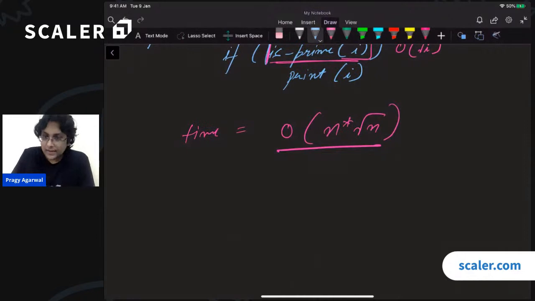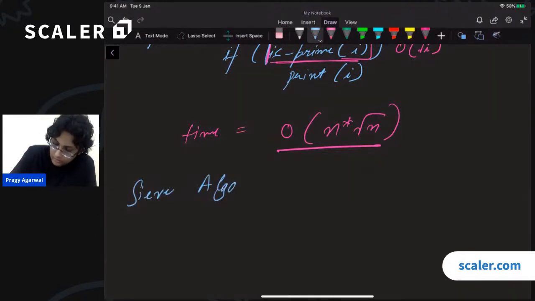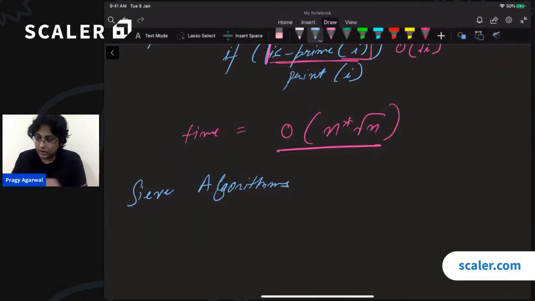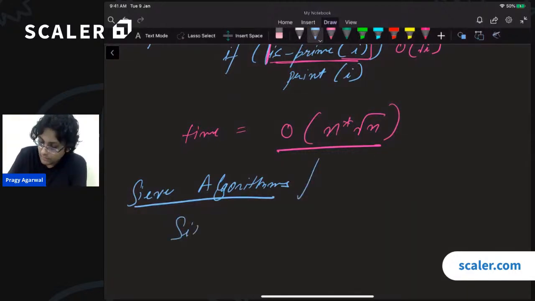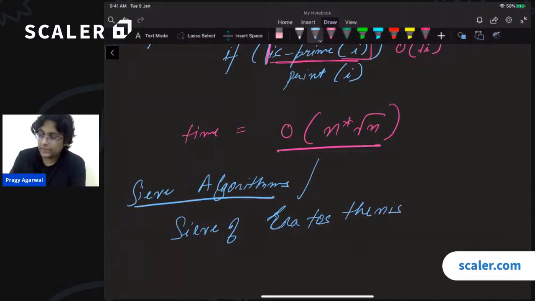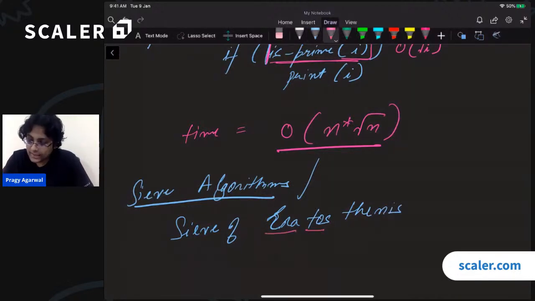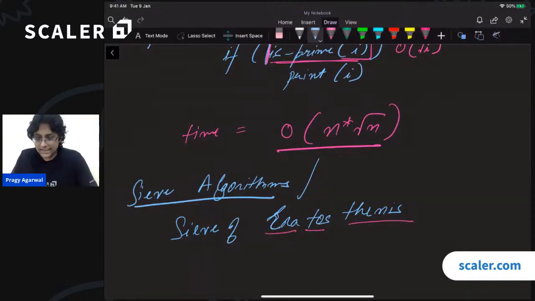So the answer to this is yes. In general, there is something called sieve algorithms, and there are a lot of different sieve algorithms. One of the most famous that you will come across is the sieve of Eratosthenes. This is how you pronounce the name: Eratosthenes. This sieve algorithm can achieve much better time complexity.